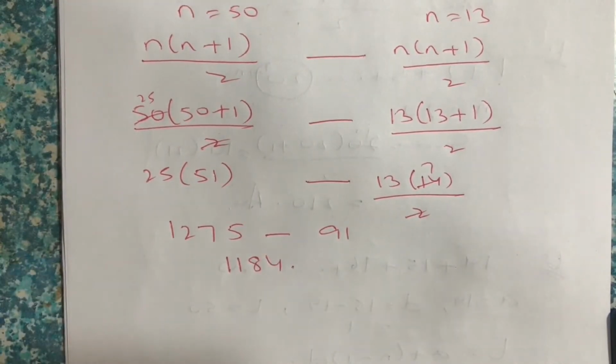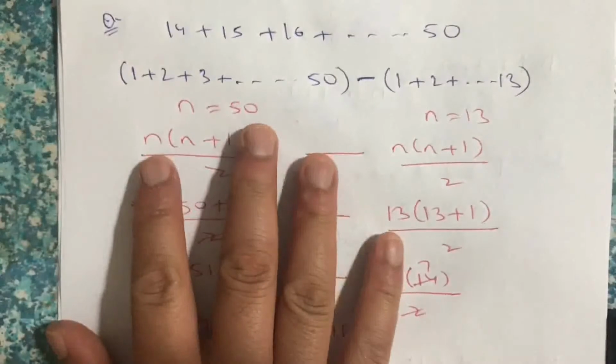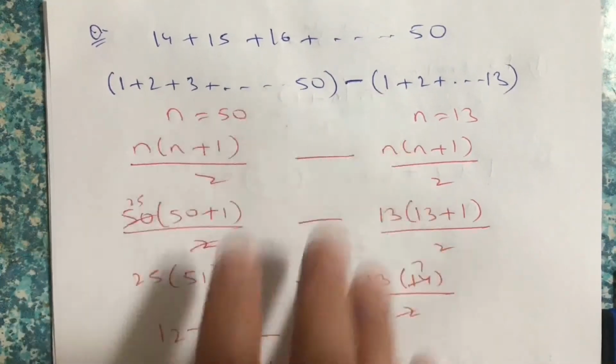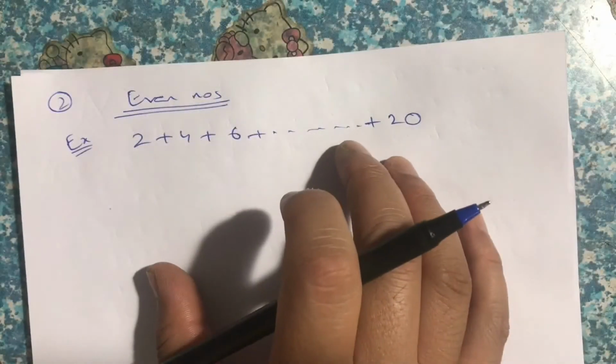So that is how we go ahead and solve the questions if we have numbers of the series which do not directly start from 1. We need to do something like this, so that we have it starting from 1, and then we can say what is the n, and then we can apply the formula. Okay, now let's move on to the next part.